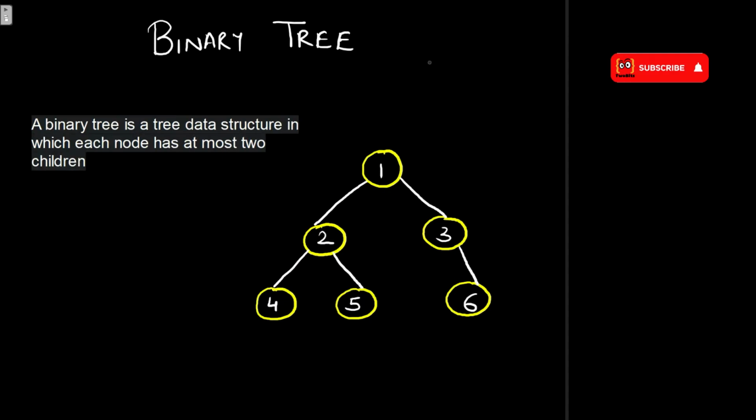Now let's see what is a binary tree. A binary tree is a data structure in which each node has at most 2 children, which means a node can have either 0 or 1 or 2 children. For example, here 2 has 2 children, 4 and 5, while the node 3 has only one child, that is 6, and 4, 5 and 6 have no children, so they are leaf nodes.